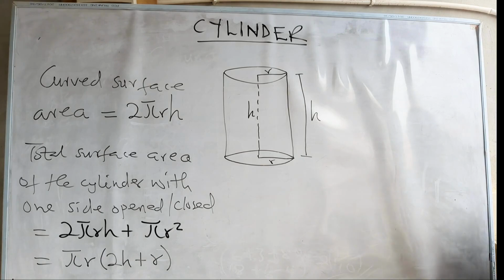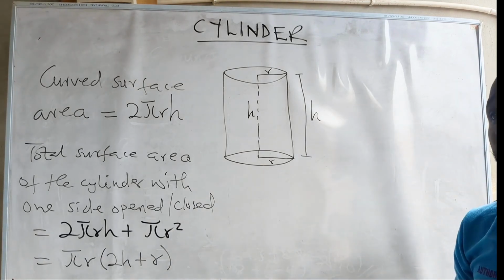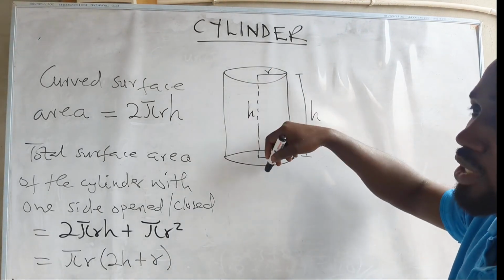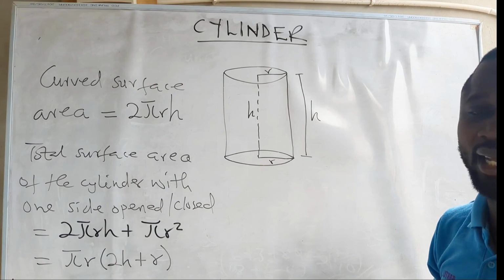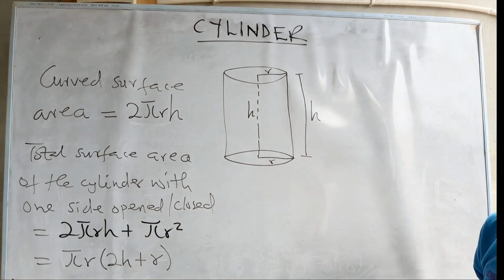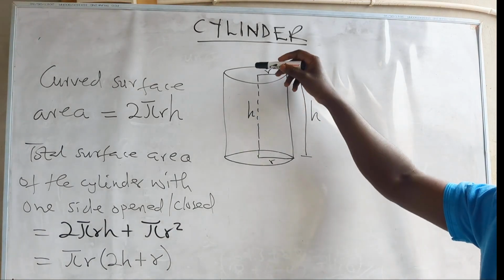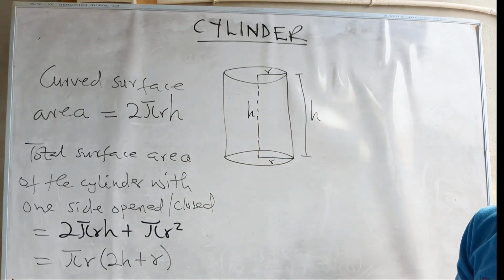Then let's also look at the total surface area of a cylinder with both sides closed. Or sometimes we say it's a solid cylinder. So when we say it's a solid cylinder, then what we are referring to is that with the cylinder, both sides are closed.